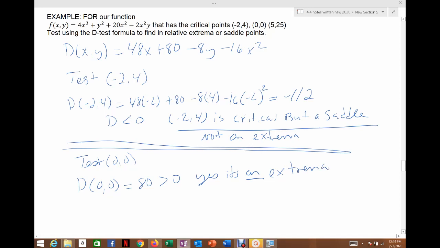So all that D-test there means that yes, it's an extrema. I don't know which one. It's either a max or a min. All I know is they're both turning the same way, both concave up or both concave down. I have to check to see which one it is. So again, we usually use f of xx, and I will.